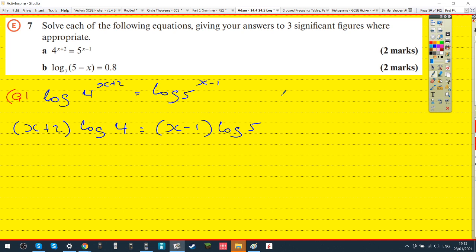And then do you have to minus? You can't do that, can you? Expand both sides. Yep. So on the left side you get x log 4 plus, would it be 2 log 8? 2 log 4 still, okay. 2 log 4 equals x log 5 minus log 5. Yeah. What is next?